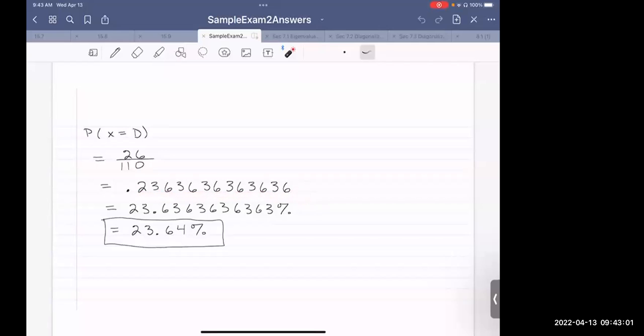0.2363636363636. Rounding, moving my decimal place 2 places to the right, I have 23.6363636%. Rounding to the nearest hundredth of a percent, well, I have the digit 3 here. The digit immediately to its right is a 6. Since 6 is greater than or equal to 5, then I'll round the 3 up to a 4. So 23.64%.